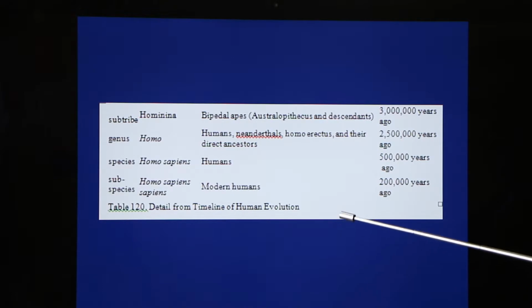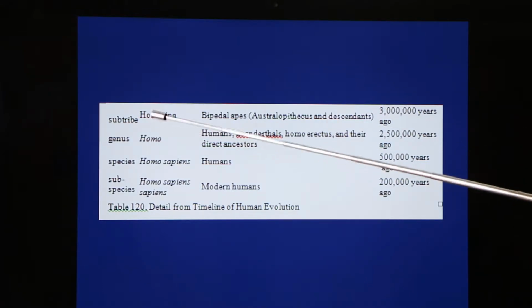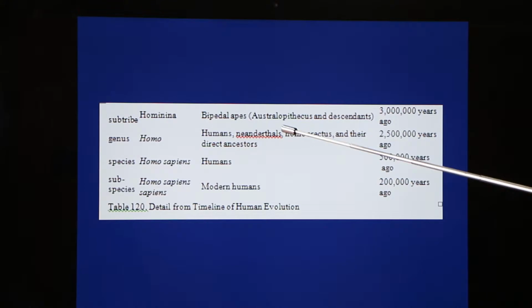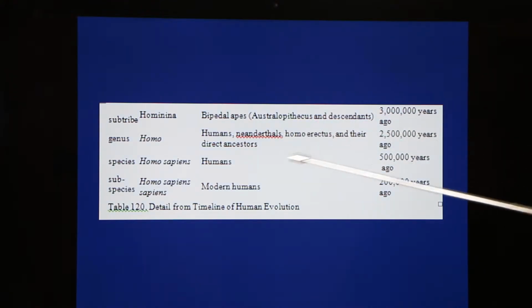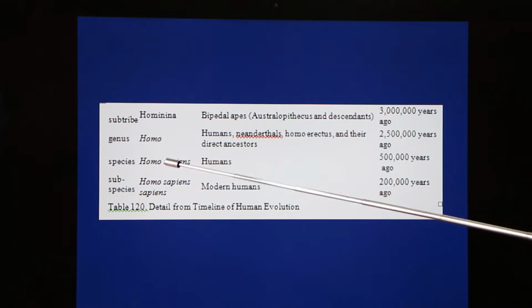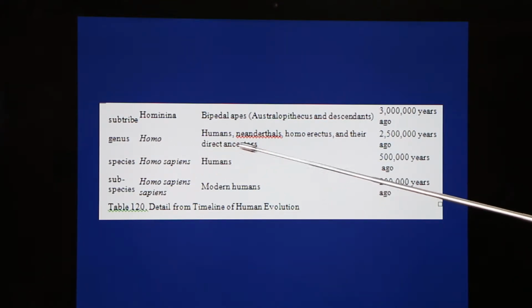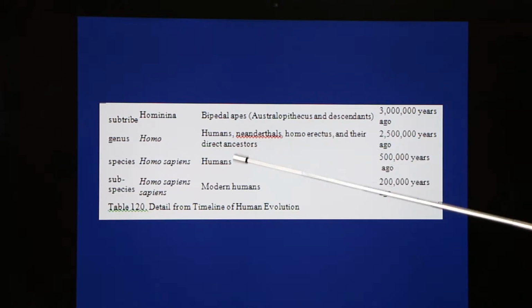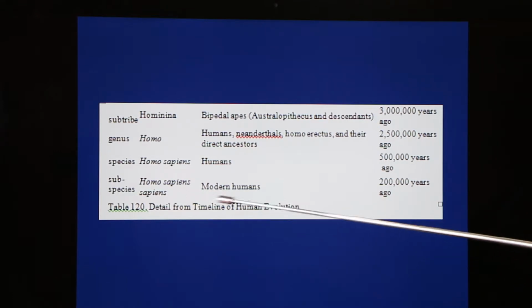When we look at the bigger history, here is a timeline of human evolution. There were hominins, or bipedal apes, Australopithecus and descendants, 3 million years ago. The genus Homo, human Neanderthals, Homo erectus, and their direct ancestors, 2.5 million years ago. Homo sapiens about 100,000 years ago, and Homo sapiens sapiens, modern humans, about 200,000 years ago.